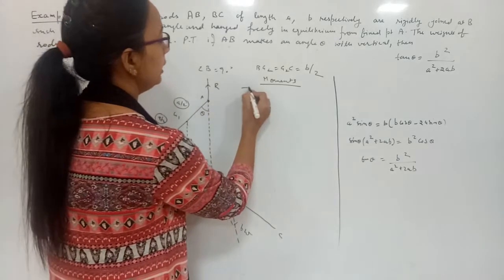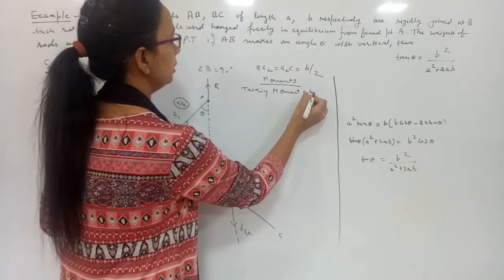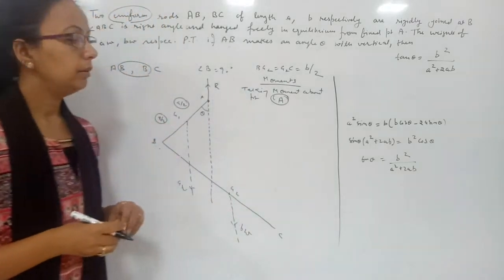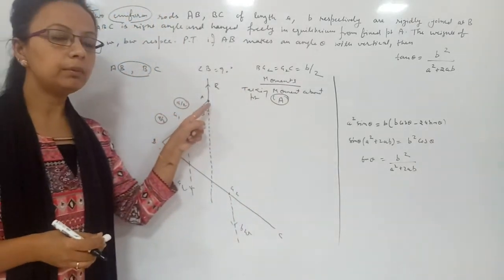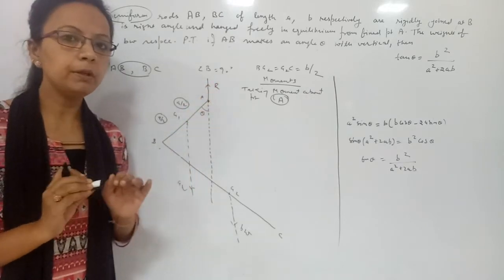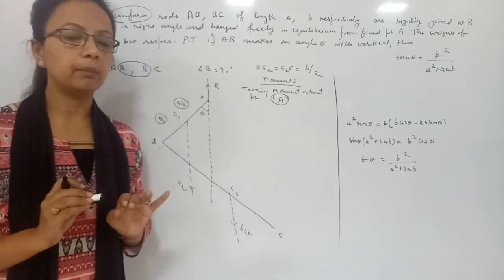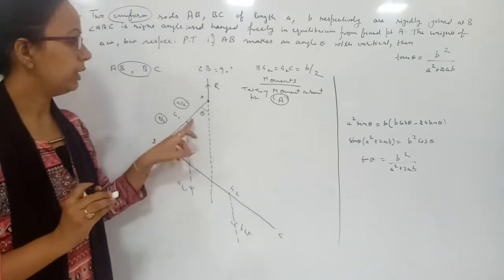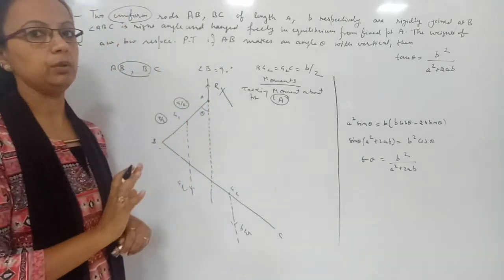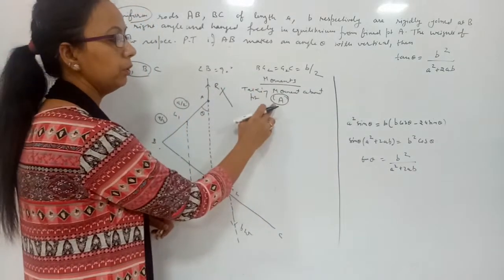Why? Taking moment about point A, because if we take moment about A, then the moment of R will be 0. कोई भी फोर्स जिस पॉइंट से पास कर रही है उस पॉइंट के अबाउट उसका मोमेंट 0 होगा. So here the moment of R is 0. We will not consider R in our equation while taking moment about A.